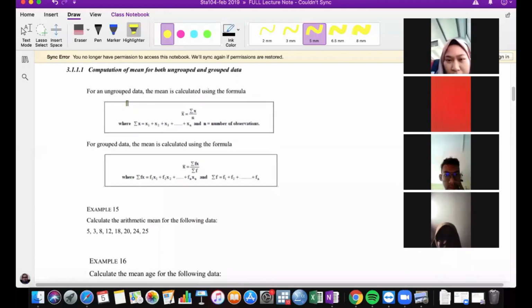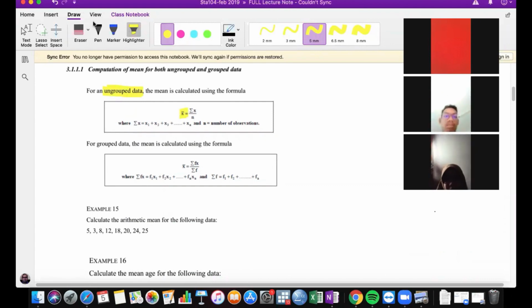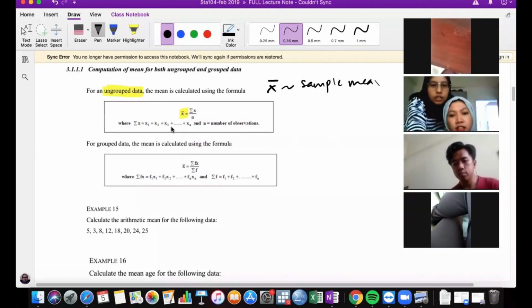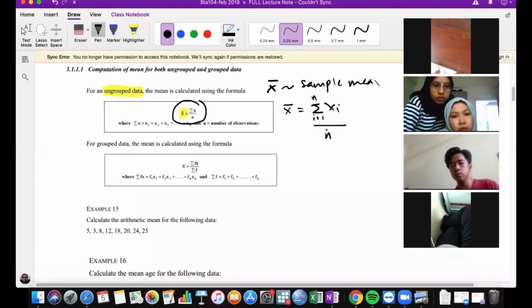So this is the formula for calculating the mean for ungrouped data. X bar is our symbol for sample mean. This is the formula for calculating sample mean: X bar equals the summation of Xi, where i is from 1 until n, divided by n. So i is the observation number, Xi is the data value for each observation, and n is the number of observations.